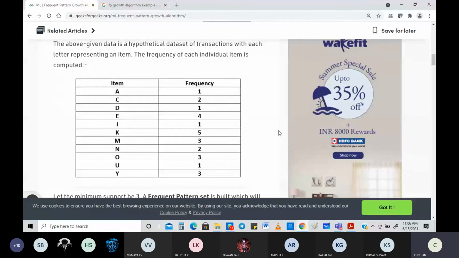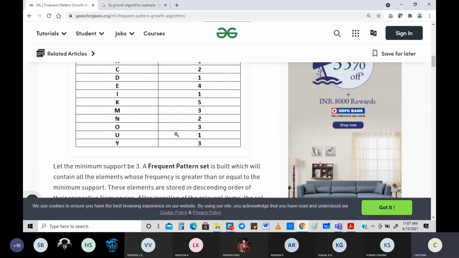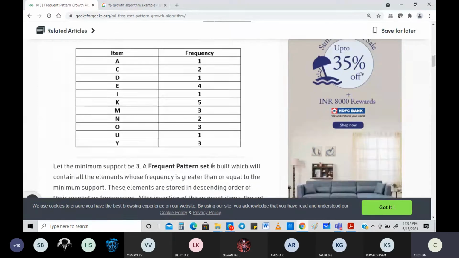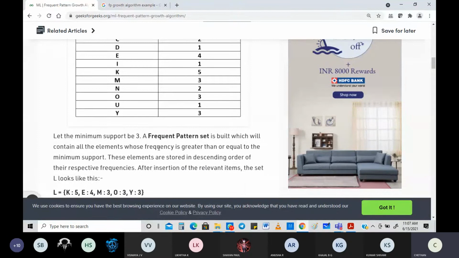Then what was the next step? The next step was to make sure that whichever items have a support of less than 3 are handled. Why are we taking less than 3? Very simple, because we have taken the minimum support as 3. You can see very clearly that the minimum support is 3 here. And now what is our job? Our job is to make sure that whichever items have a support of less than 3 will be taken out, will be removed.